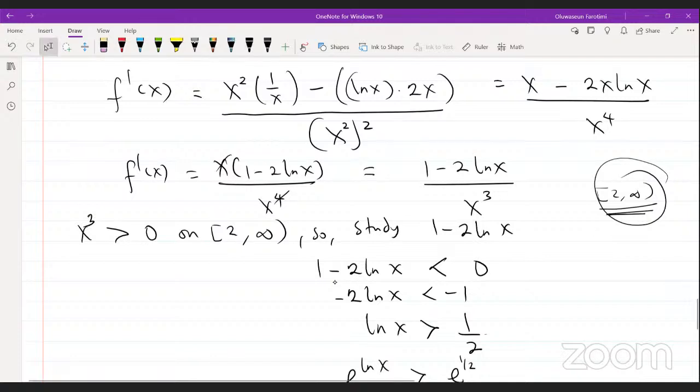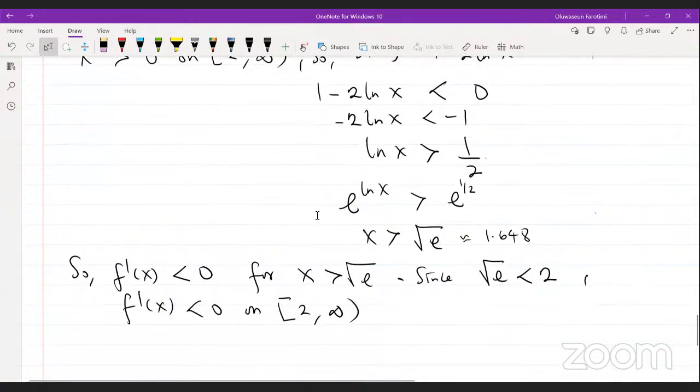So this is 1 minus 2 ln of x less than 0. Take this guy to the other side, you have this guy. Divide through by -2, the sign is going to flip. And then you have this guy. So at this point, you need the value of x. What do we do? Take e of both sides. Take the exponential of both sides. So that means your x is bigger than this guy. So that means your first derivative is negative for this value of x.